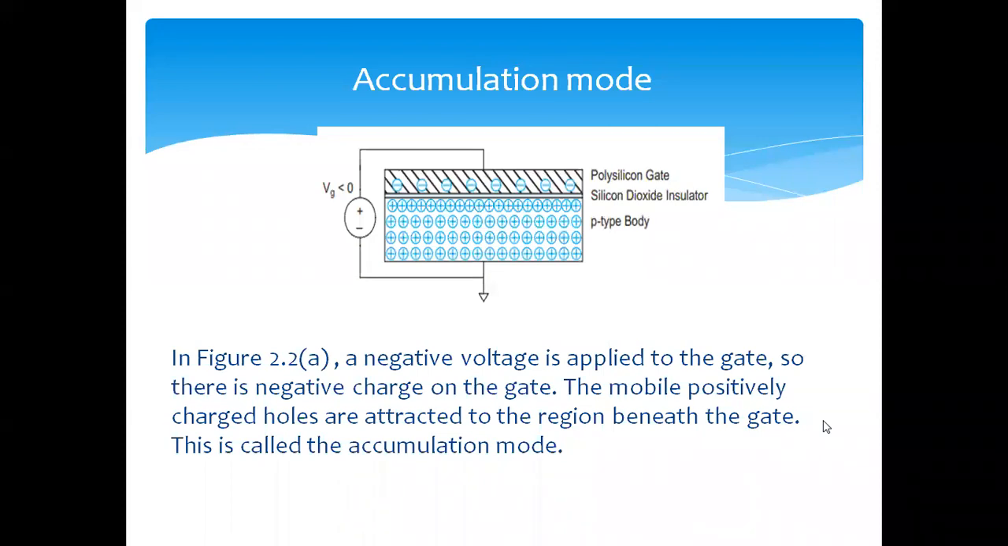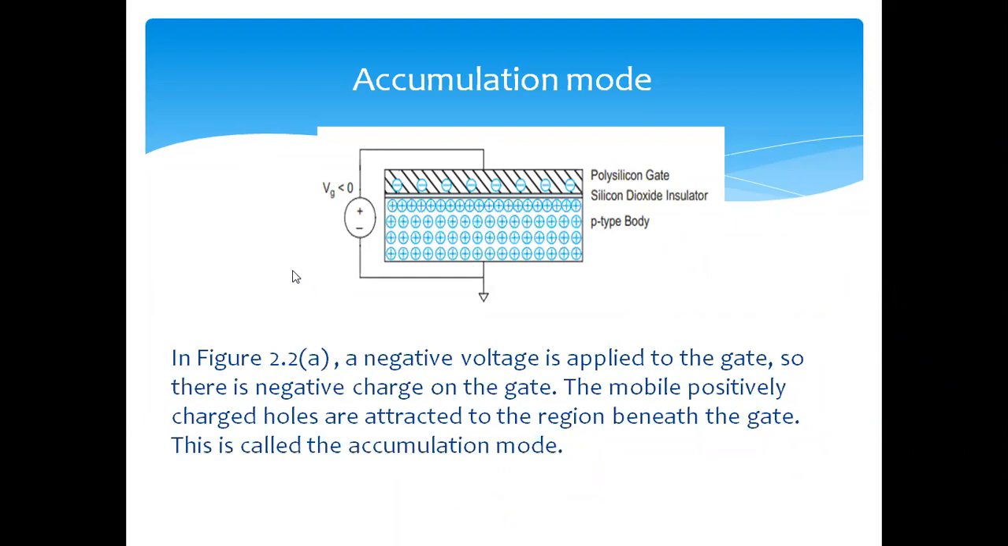Now what will happen in this accumulation mode? First, you have this silicon dioxide insulator layer, VGS is less than 0. Now what happens? In case of accumulation mode, a negative voltage is applied to the gate. The gate is having the negative voltage, so there is a negative charge on the gate. The mobile positive charges, that means holes, are attracted to the region beneath the gate. This is called accumulation mode.